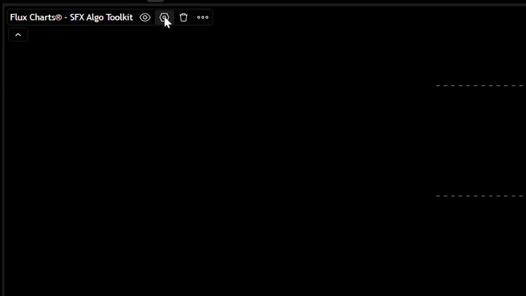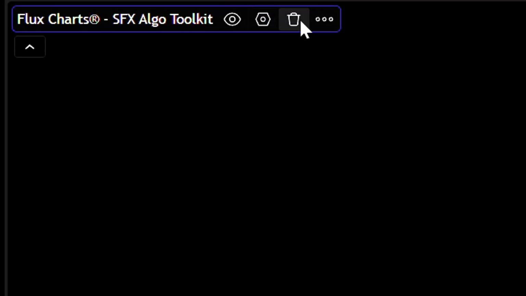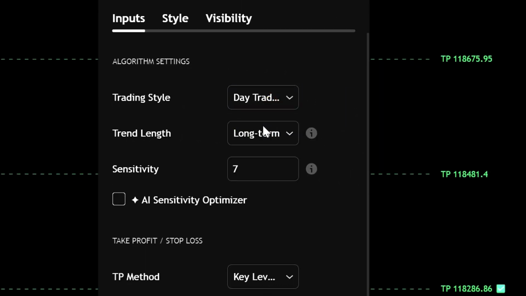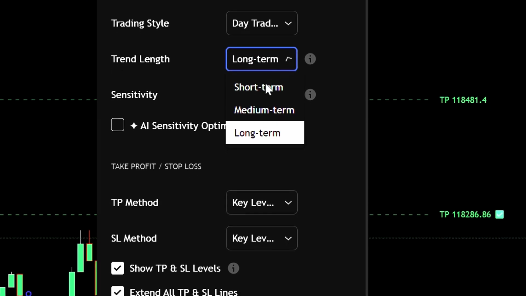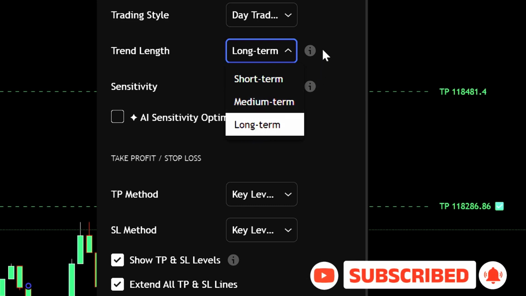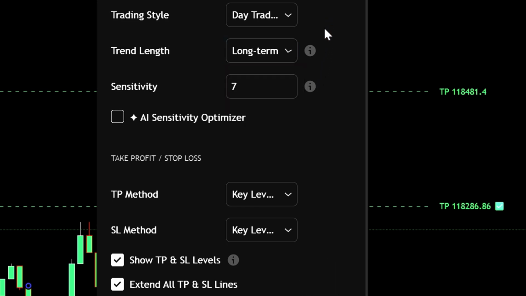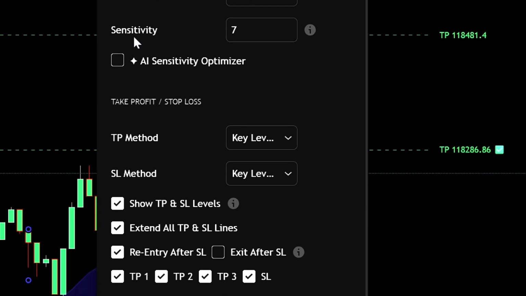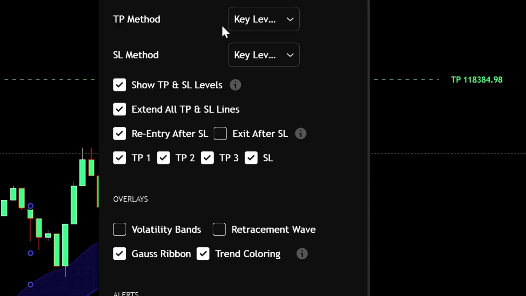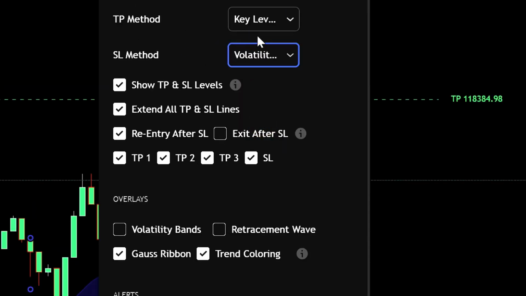For the settings I'm using, I have the style on day trading and the trend length on long term. I'm doing that to focus on bigger, more established moves and filter out some of the minute-to-minute noise. For sensitivity, the default of 7 usually works fine, and for stop loss and take profit methods, I just leave them on key levels.